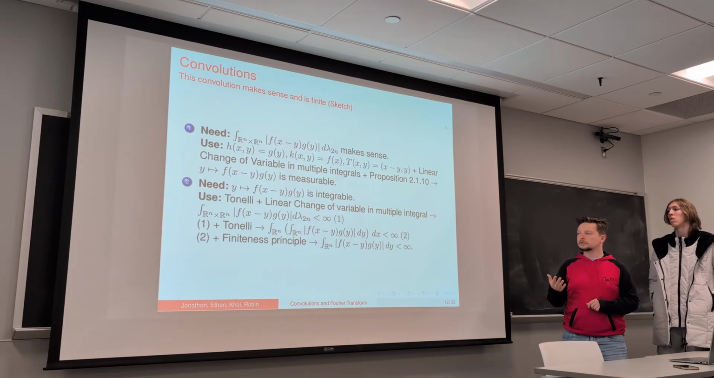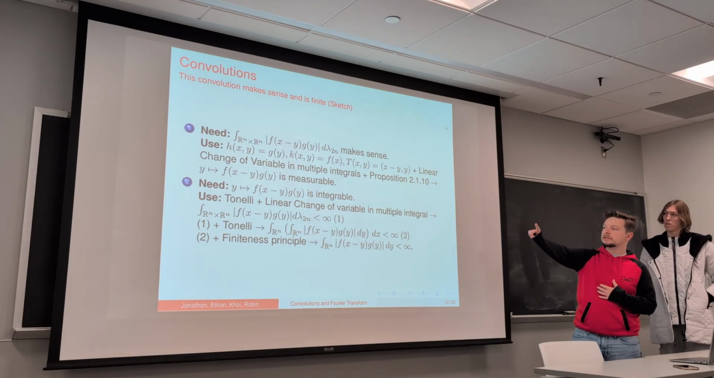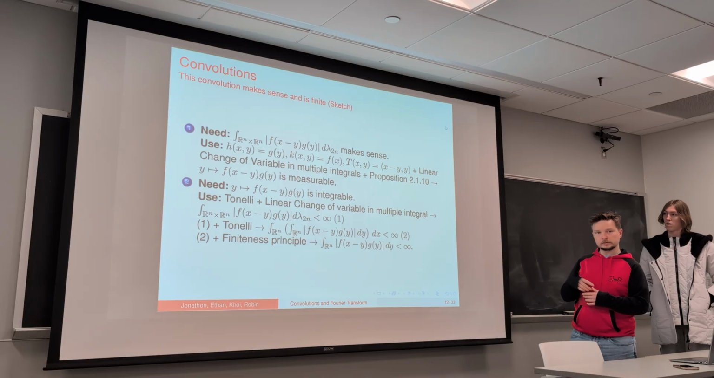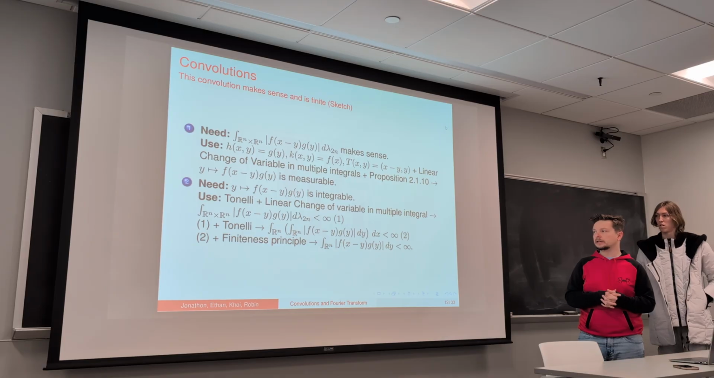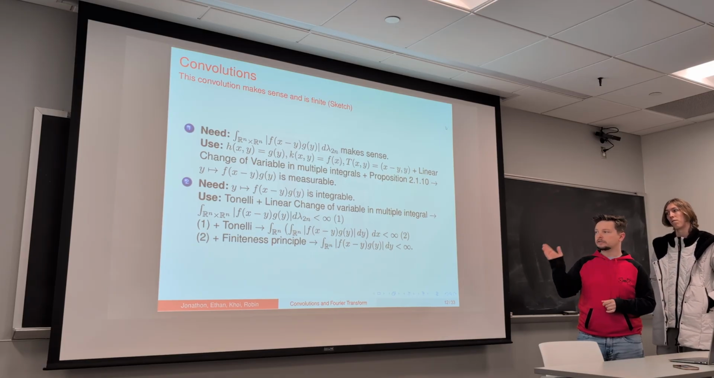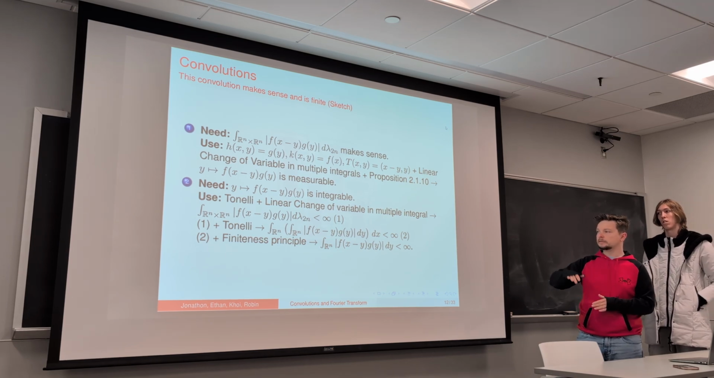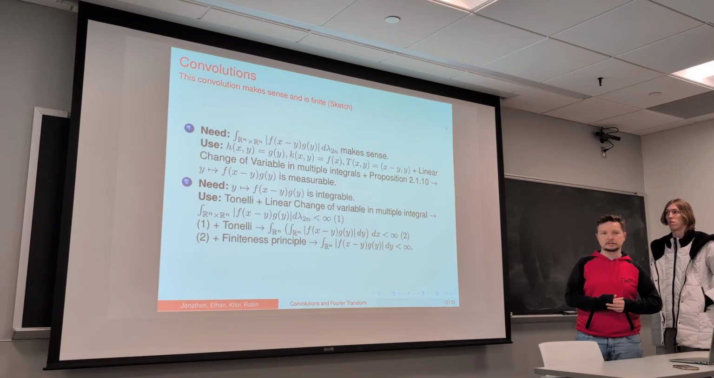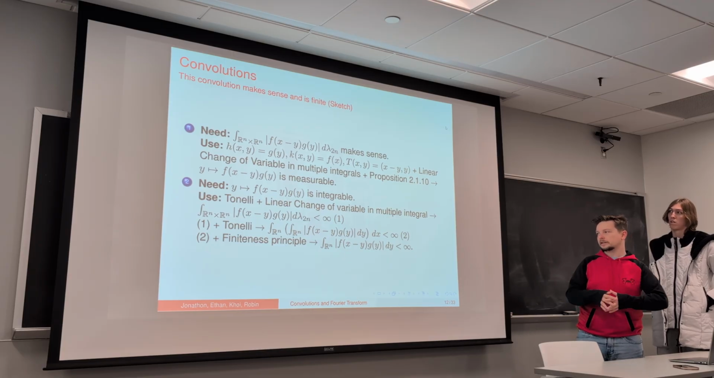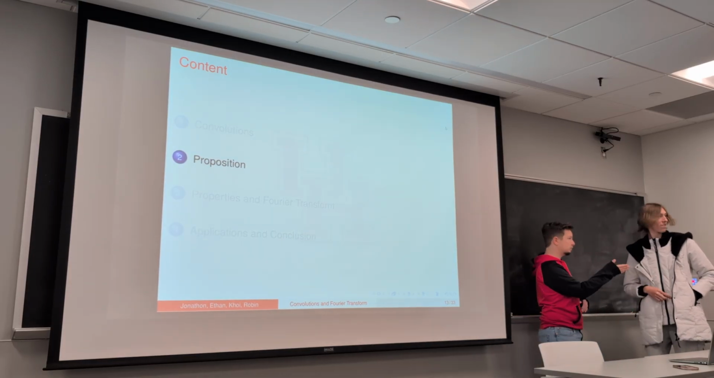And then as far as the integral, because f times g is measurable, we take the integral over R cross R. Because that integral is going to be less than infinity and makes sense, by Tonelli we can split that up into two integrals, the integral over R of the integral over R of f times g. That is also going to be less than infinity and make sense. And so by the finiteness principle, the one integral is going to be less than infinity.